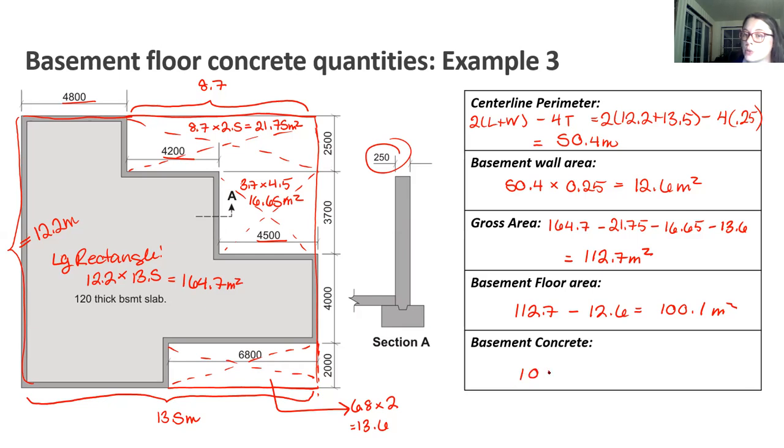So 100.1 meters squared times the floor thickness. This time it is 0.12. Move the decimal 3 places, 1, 2, 3, and it's 0.12. So a little thicker floor in this particular example, and that leaves us with 12.0 meters cubed. And I did round to just 12.